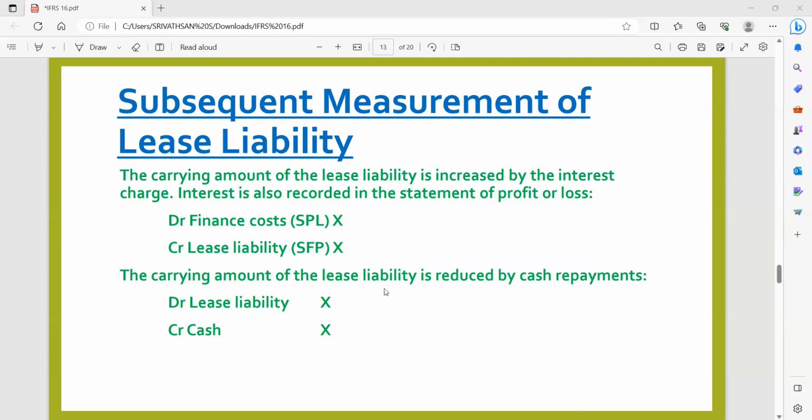The carrying amount of the lease liability is reduced by cash repayments. So if you are repaying the liability, then your liability is reduced. So you're debiting the liability, and the cash is going out. Since you're making cash repayments, cash is going out of your business. The golden rule says that debit what comes in, credit what goes out. Since cash is going out of your business, in this case, you need to credit cash.